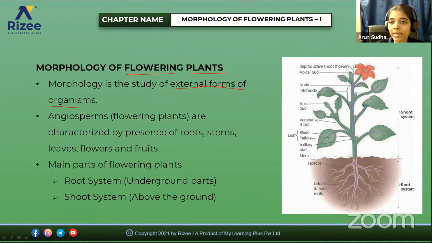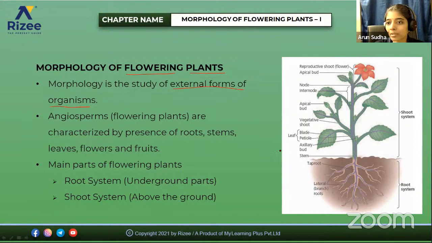If you take a flowering plant, this is an example of a typical flowering plant, that it has the root system and the shoot system. The root system is under the soil. And what are the different structures that are present in the shoot system? Flower, we know it is a reproductive part, and then apical bud, node, that is the point of attachment of the leaf to the stem. It's the node, and the distance between the two nodes is the internode.